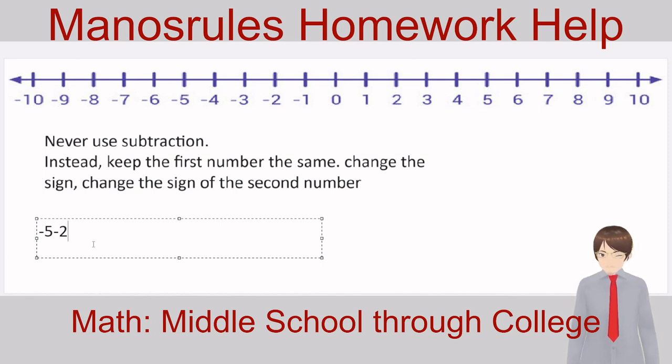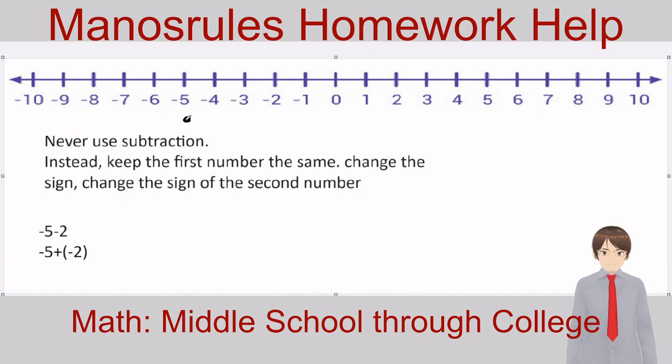Now again, what I'm going to say is I'm not going to use subtraction. I'm just going to use addition. So -5 plus, and that 2 is currently positive, change it to negative. So -5 plus -2. And again, go back to the number line. It's a little smaller here. Start at -5. Go to the left 2, because it says go left. And we're at -7. There it is. The answer is -7.